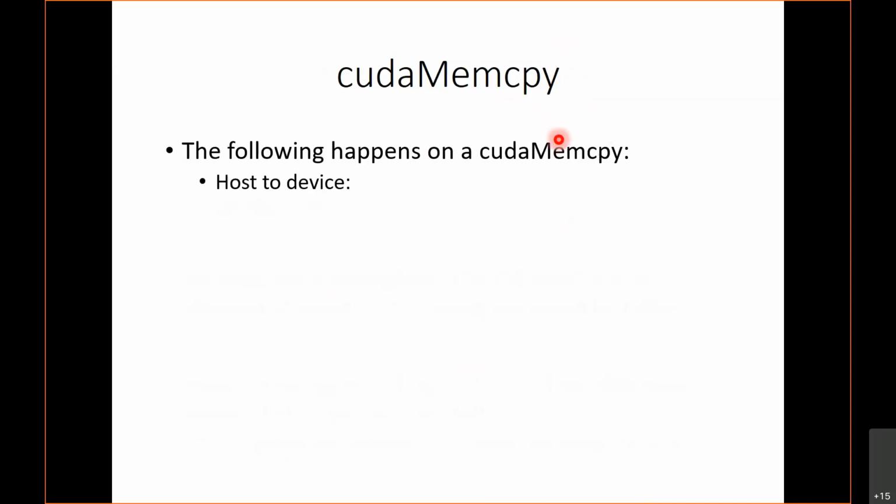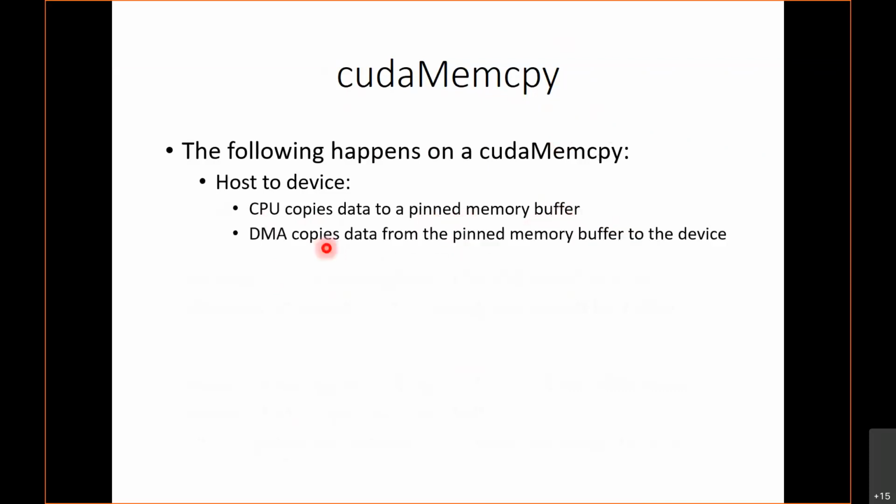And what the CPU is going to do is copy the data from the buffer that we want to copy to a pinned memory buffer. And then the DMA is going to copy the data from the pinned memory buffer to the GPU. And when we copy back, it's going to be the same, right? Because when we read from DMA, we don't want the page to be swapped out. Sorry, when we're writing to the main memory using DMA, we don't want the page to be swapped out.